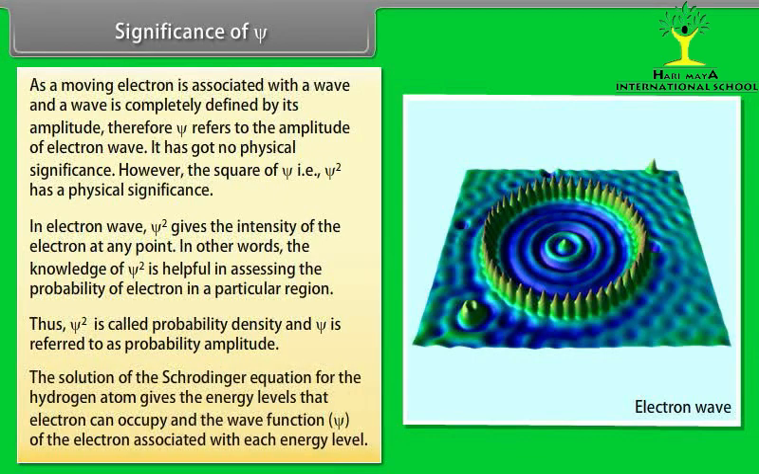The solution of the Schrodinger equation for the hydrogen atom gives the energy levels that the electron can occupy and the wave function of the electron associated with each energy level.